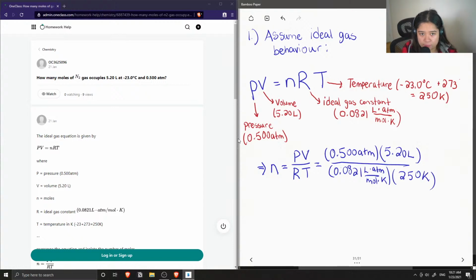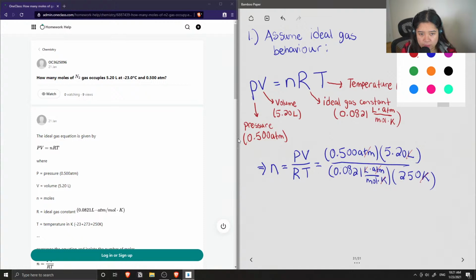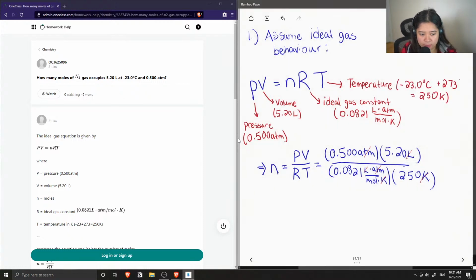Okay, so now if we want to cancel out all our units, you'll see that our atm will cancel out, and our liters, and our Kelvin, and now our moles will go from the denominator to the numerator. Well, it'll be our final units, and you get number of moles equal to 0.127 moles.